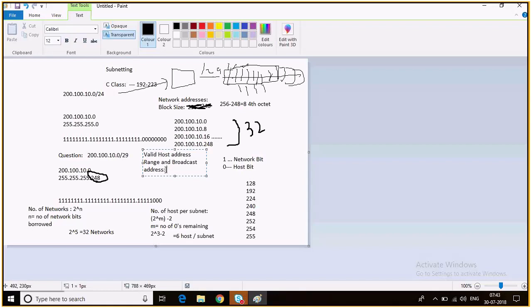For example, I'll select this 8. When I select this 8 as my network which I have to answer about, I write this network as 200.100.10.8. What is the first valid host for this network? I'll get it by adding 1 to the last octet. 200.100.10.9 is my first address, and then I'll get 200.100.10.10.